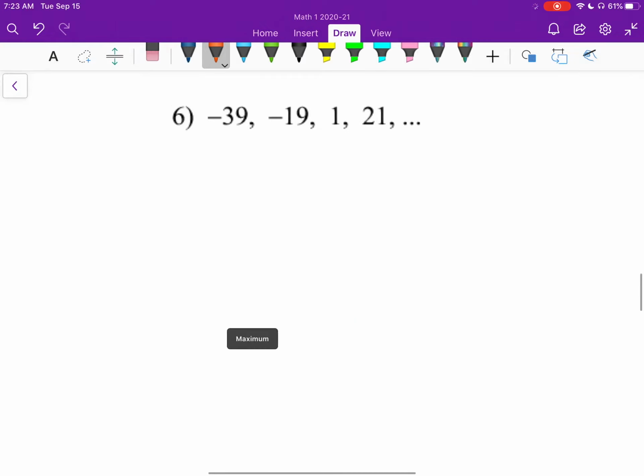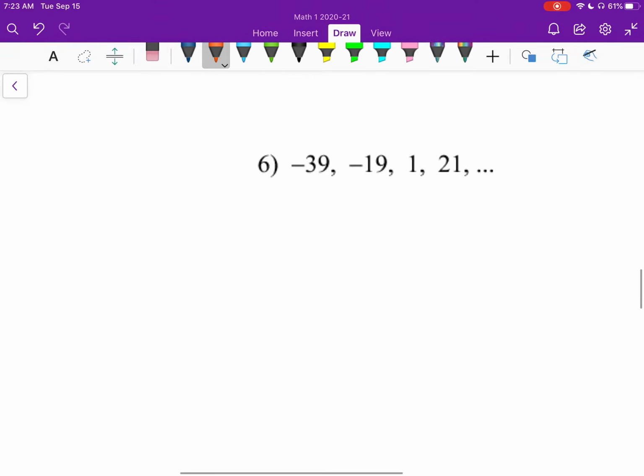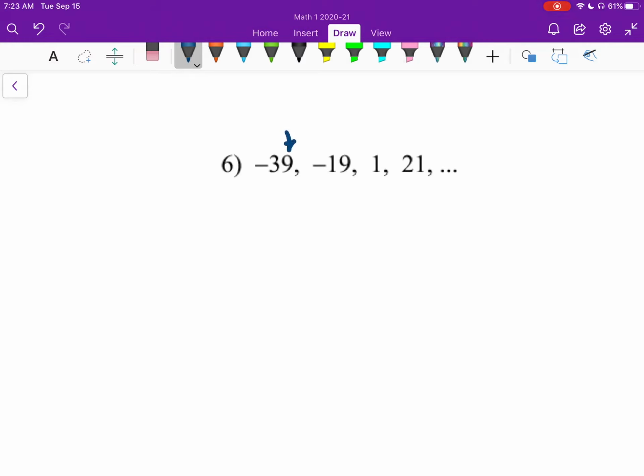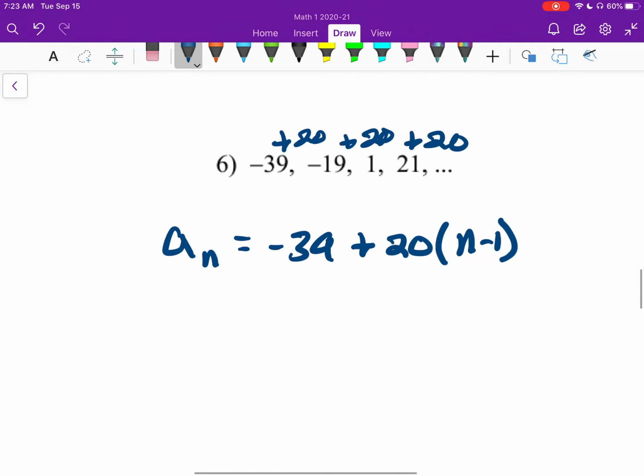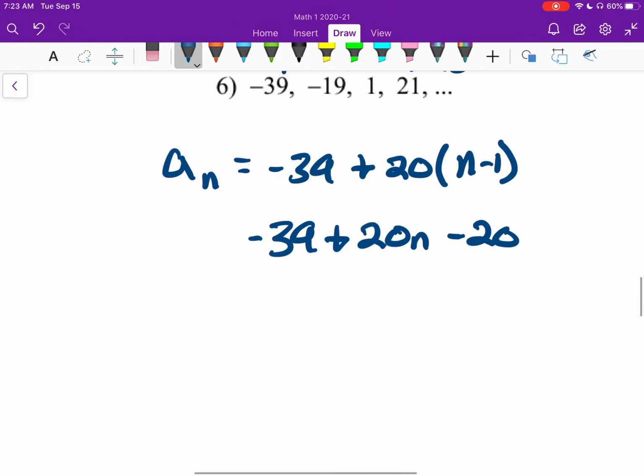All right, number 6. We are going to subtract. What are we subtracting? No, we're adding. Is it adding 20? Yeah, adding 20. So we get a sub n is a sub 1, which is -39, plus 20 times n minus 1. So -39 plus 20n minus 20, -59 plus 20n.